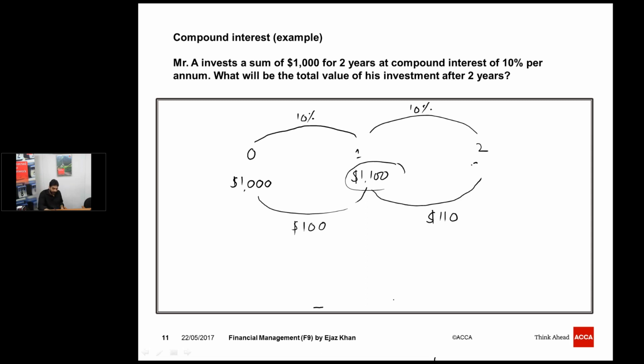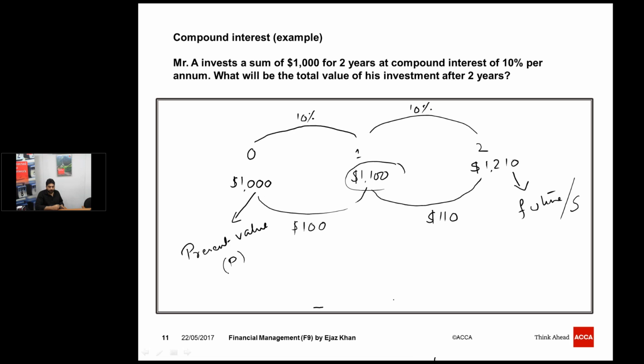So at the end of the second year, he will get $1,210. This $1,210 is the future value of his investment. We can call it sum, denoted by S. And the amount that he initially invested, we can call it present value, or denote it with P.